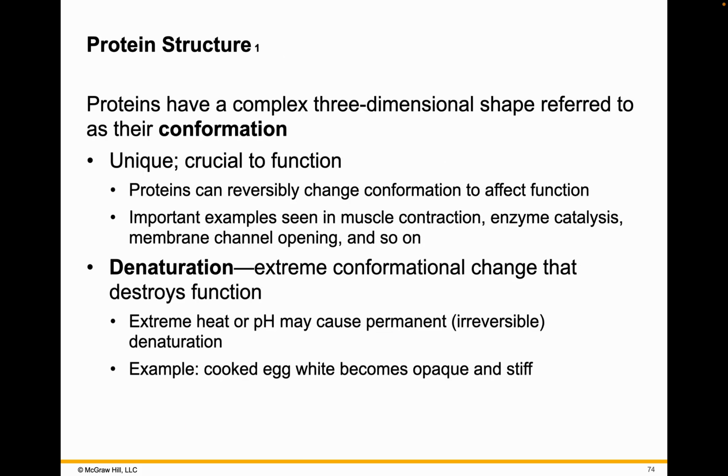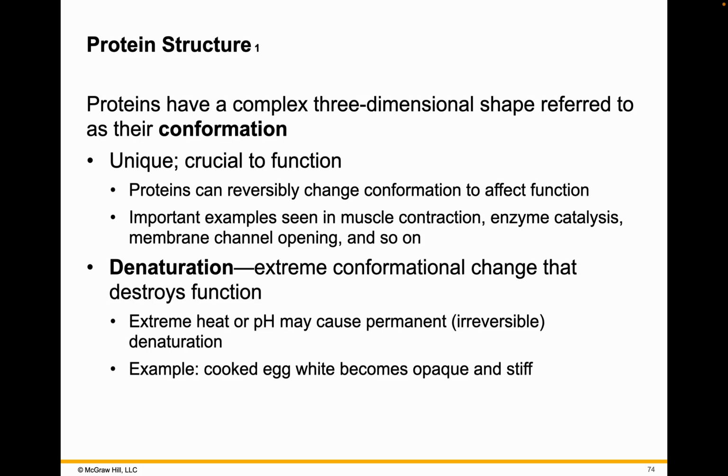Proteins have a very complex 3-dimensional structure that we call their conformation. That conformation is unique, and it is crucial to the way that protein functions. Proteins can reversibly change conformation to affect function. We see that in muscle contraction, enzyme catalysis, membrane channel opening. We'll see it in the eye when we talk about how vision occurs.